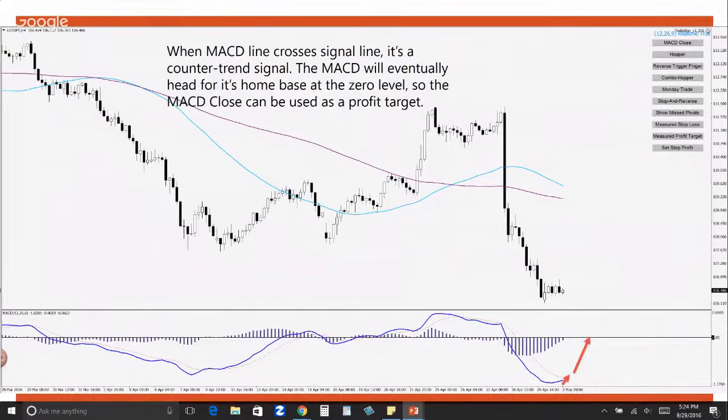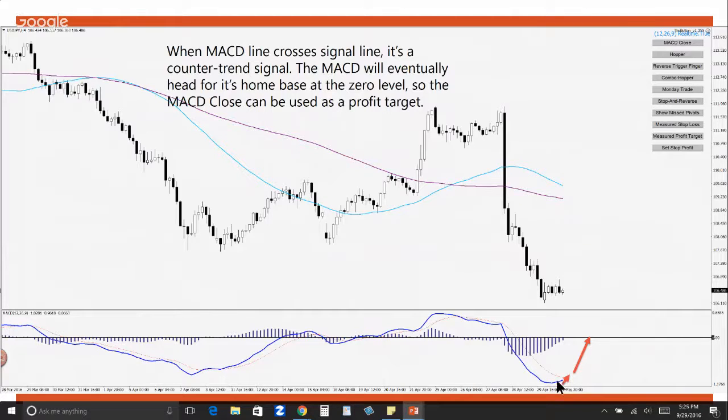So here is kind of what that would look like. When the MACD line crosses the signal line, it's a counter trend trade signal. The MACD will eventually head for its home base, which is the zero level. So the MACD close can be used as a profit target. So this would be our counter trend trade signal from the MACD. We call it the reverse trigger finger, and this would be a sell trade, and it's counter to the previous market direction.